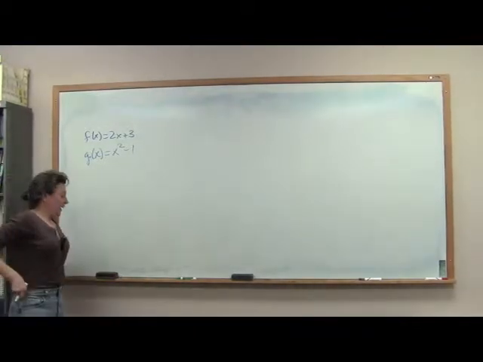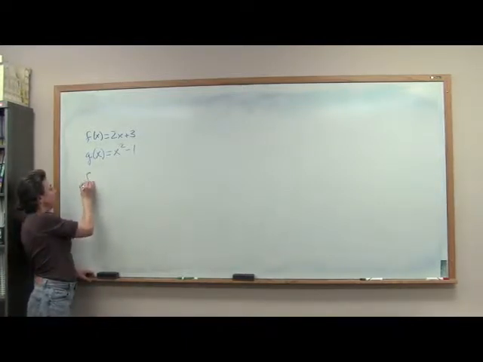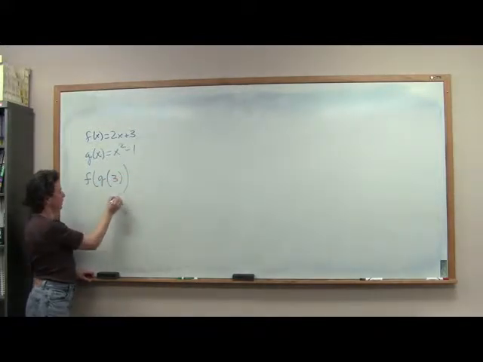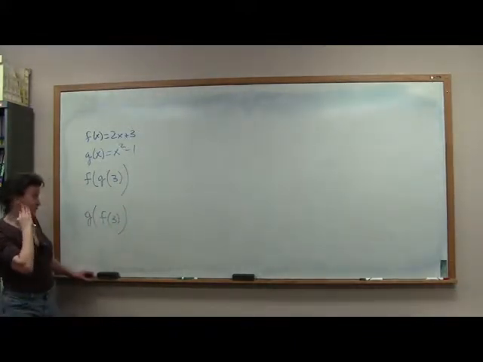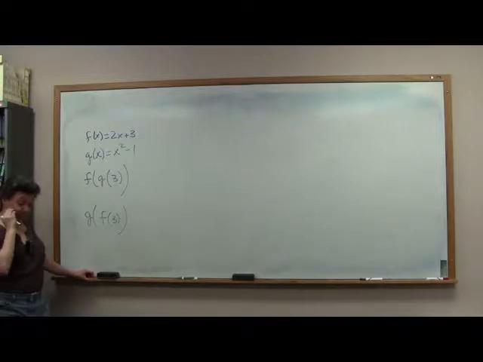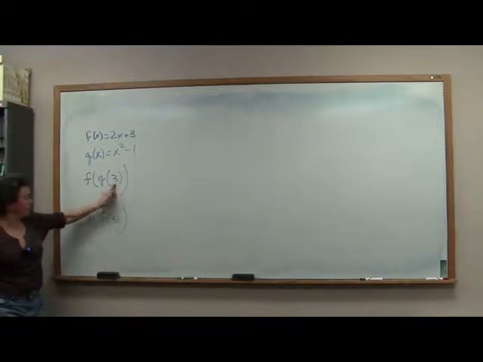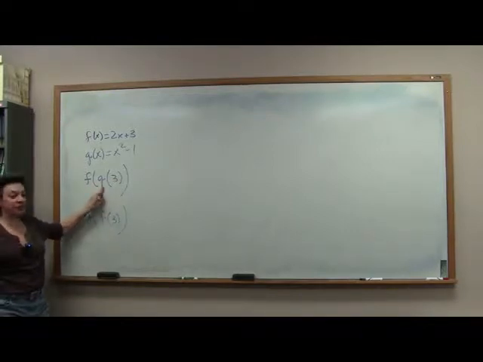So what if I wanted us to compute, let's do f of g of 3, and then let's do g of f of 3, and we'll do some more examples. Okay? So what do we do here? Let's start with this top example. We start with 3. What function do we plug them into first? We plug them into our function g.